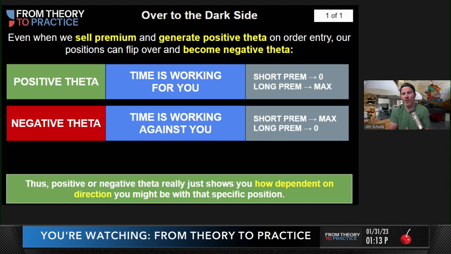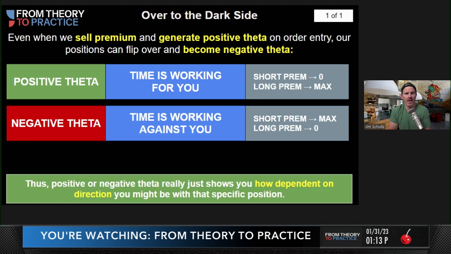It's working against you. This is the biggest reason why we typically don't like long options, naked long calls, naked long puts, things like that. If you look at a negative theta position, and if this is the first time you're hearing this, you're like, wait a minute, short premium and negative theta, those don't really make sense. Those don't normally go together. And that is correct, not on order entry. But if you put a trade on and it doesn't work, you will find yourself at one time or another negative theta on that position.